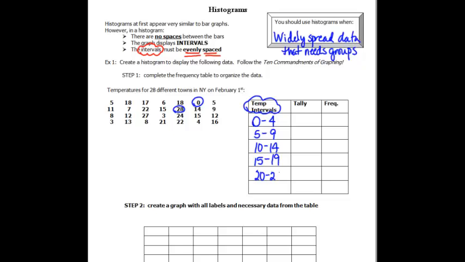The next thing you need to do is tally each of the temperatures. And you should be able to do this. A tally, remember, is this thing. 1, 2, 3, 4, 5, 6, 7, 8, 9, 10, etc. So you should go through each of those temperatures and create a tally.